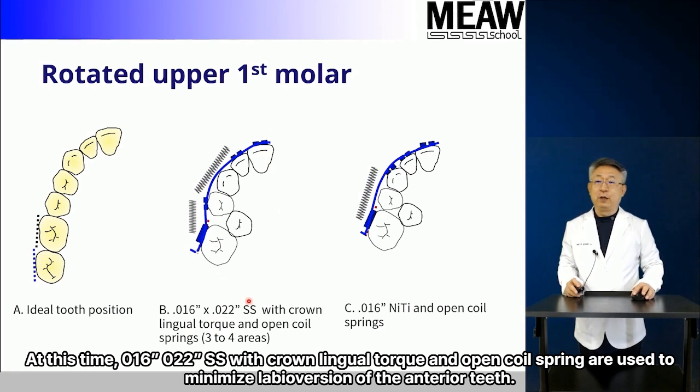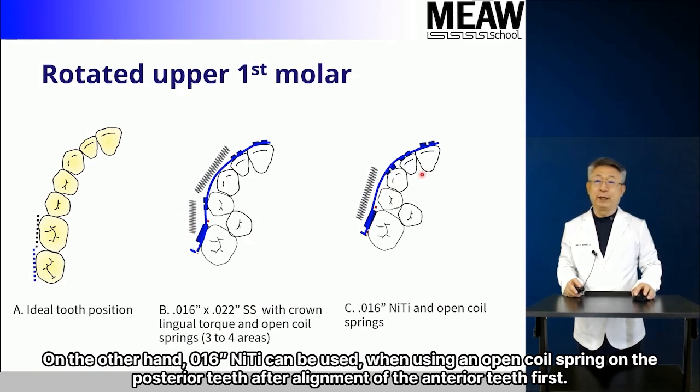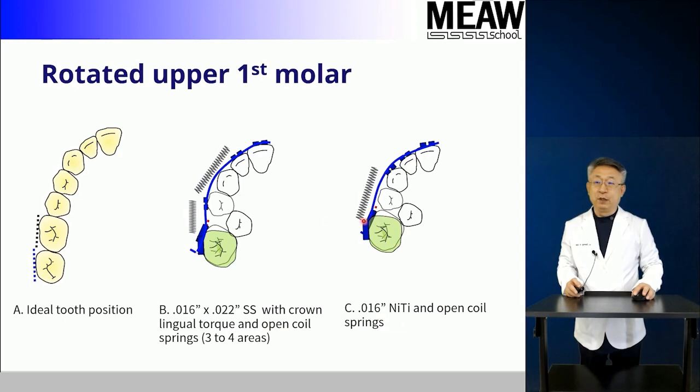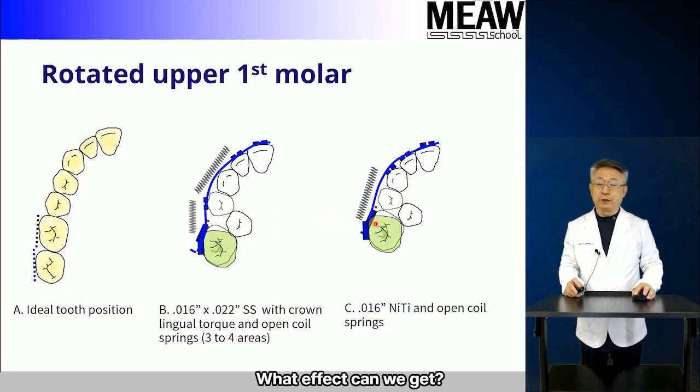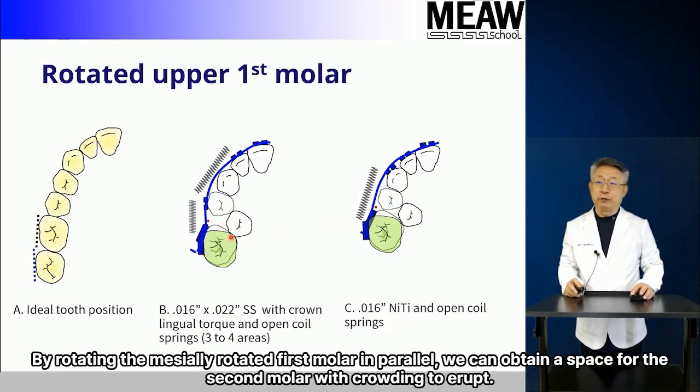016-022 SS with crown lingual torque and open coil spring are used to minimize labioversion of the anterior teeth. On the other hand, 0.16 NiTi can be used when using an open coil spring on the posterior teeth after alignment of the anterior teeth first. What effect can we get? By rotating the mesially rotated first molar in parallel, we can obtain a space for the second molar with crowding to erupt.